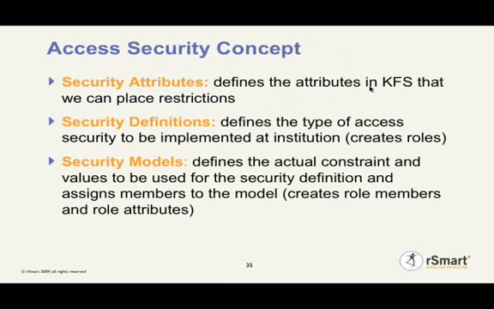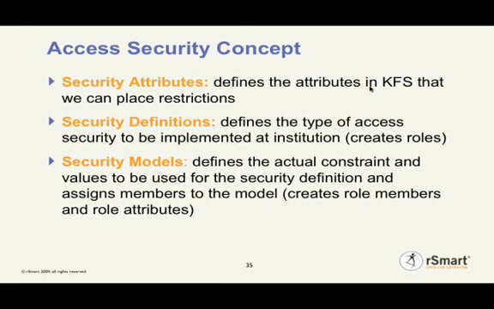So the access security concept has three components. One is the security attributes. This defines a set of attributes that we can place the security on, from the requirement gathering that I talked about. I just forgot to mention that there was a URL for the conference page at the foundation. If you'd like to read about the requirement gathering that we have done, it lists what the institutions wanted in tying down the information.